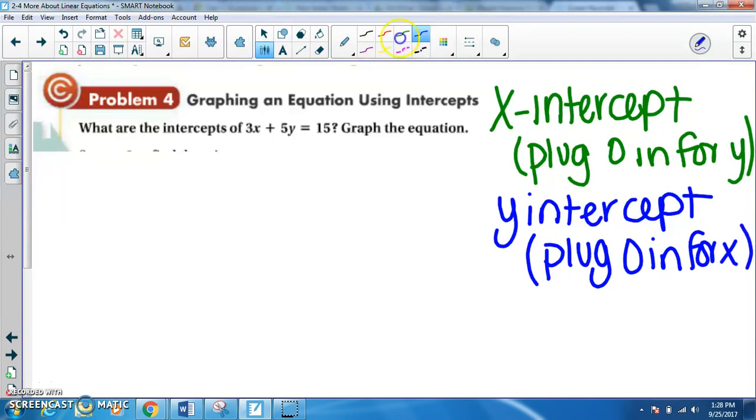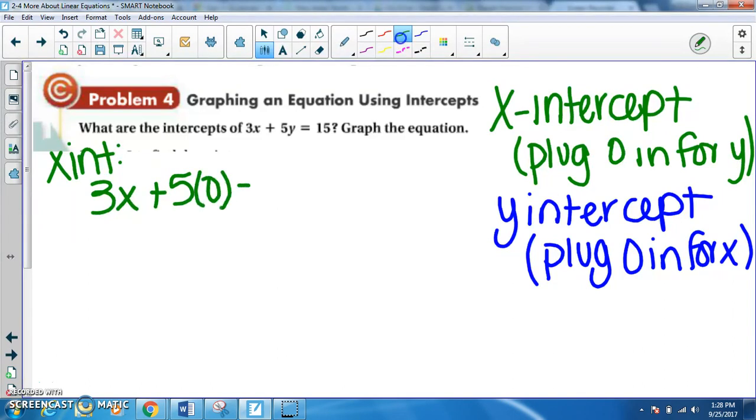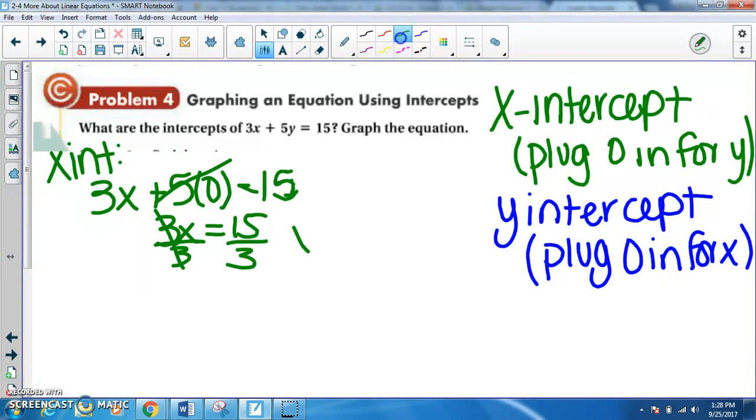So to find our x-intercept, we would do 3x plus 5 times 0 equals 15. 5 times 0 is 0. 3x equals 15. Divide by 3. x equals 5. Since x equals 5, our x-intercept is (5, 0).